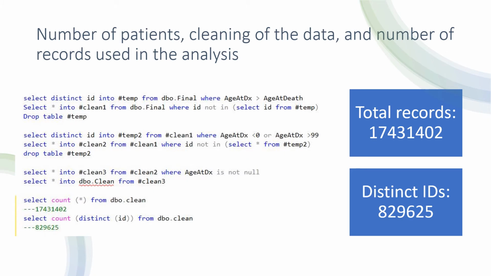The first step in the project was to clean the data. We had to remove patients from the data who had impossible ages at death, ages at birth, or missing clinic appointments. At the end of this process, we had a total record of 17,431,402, or 829,625 distinct IDs.